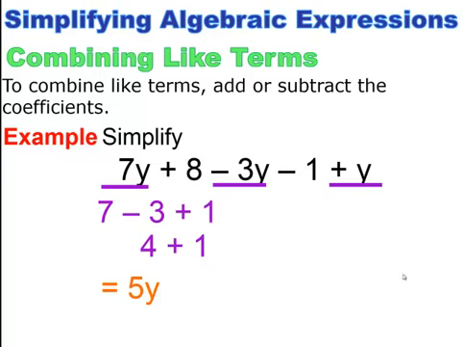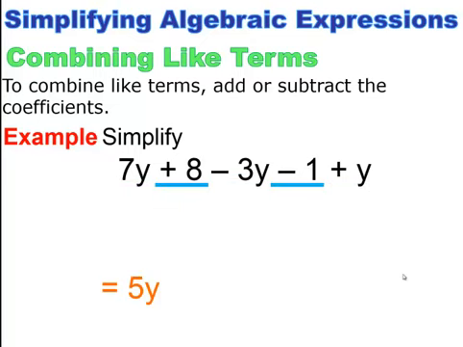And then I'm going to combine the constants here, because constants are like terms. And I have 8 minus 1, and 8 minus 1 is going to be 7. But I need to make sure that when I combine, I have the appropriate sign separating the terms. So because I ended up with a positive 7, my answer will be 5y plus 7.